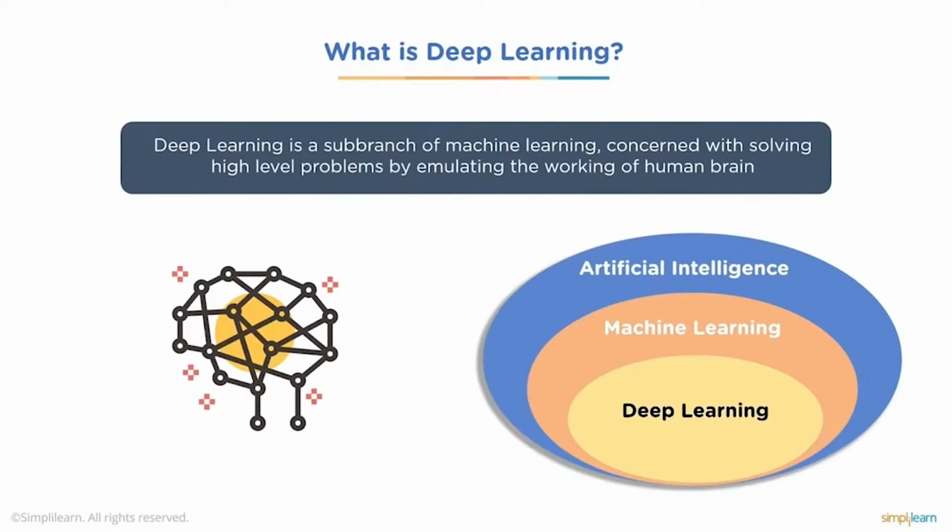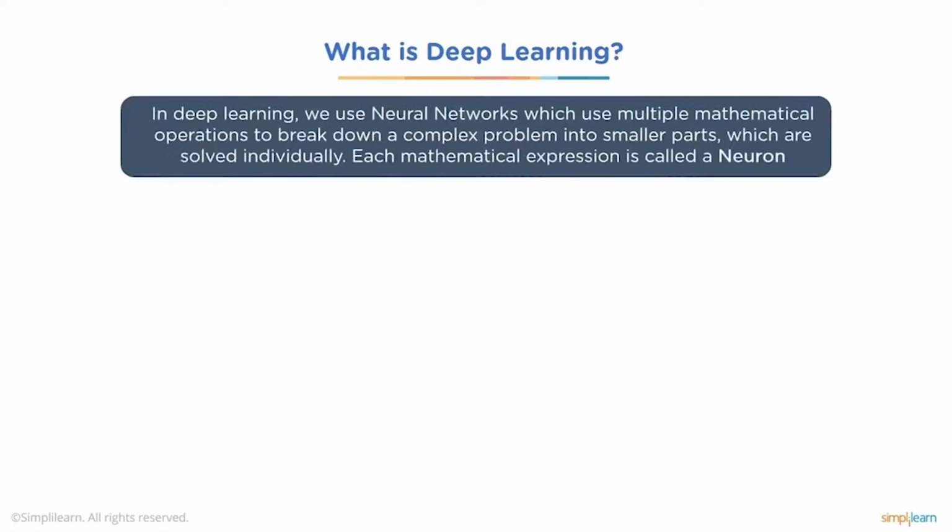Now, deep learning, as I said, is a class of machine learning algorithms that uses multiple layers to progressively extract higher level features from raw input. For example, if we have a system which we are using for image processing, lower layers in the system may be used to detect the outlines of images, while higher layers may identify the concepts which are relevant to the image. In case of the picture of a human, it might recognize features such as digits or letters or face. Now, in deep learning, we use neural networks to use multiple mathematical operations to break down a complex problem into smaller parts which are solved individually. Each mathematical expression is called a neuron.